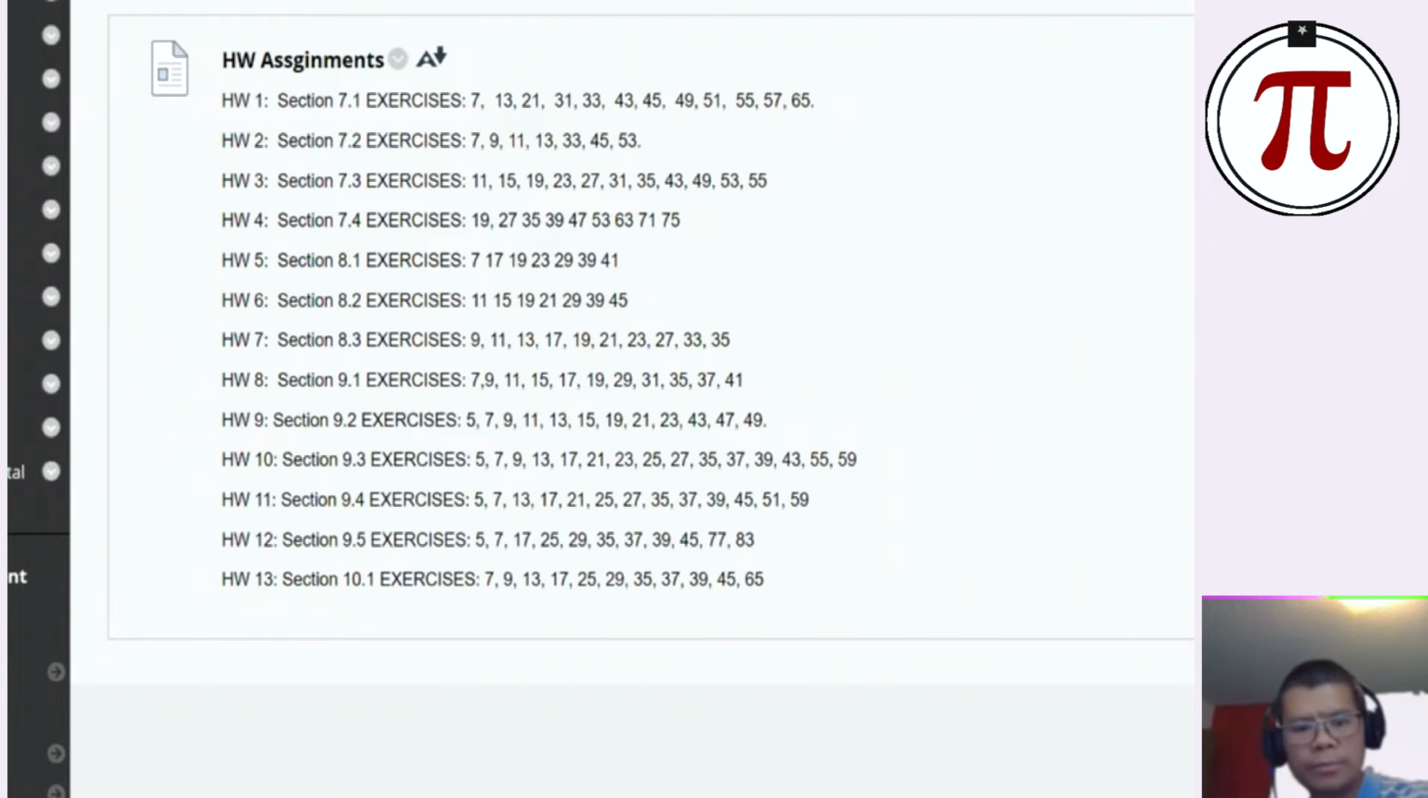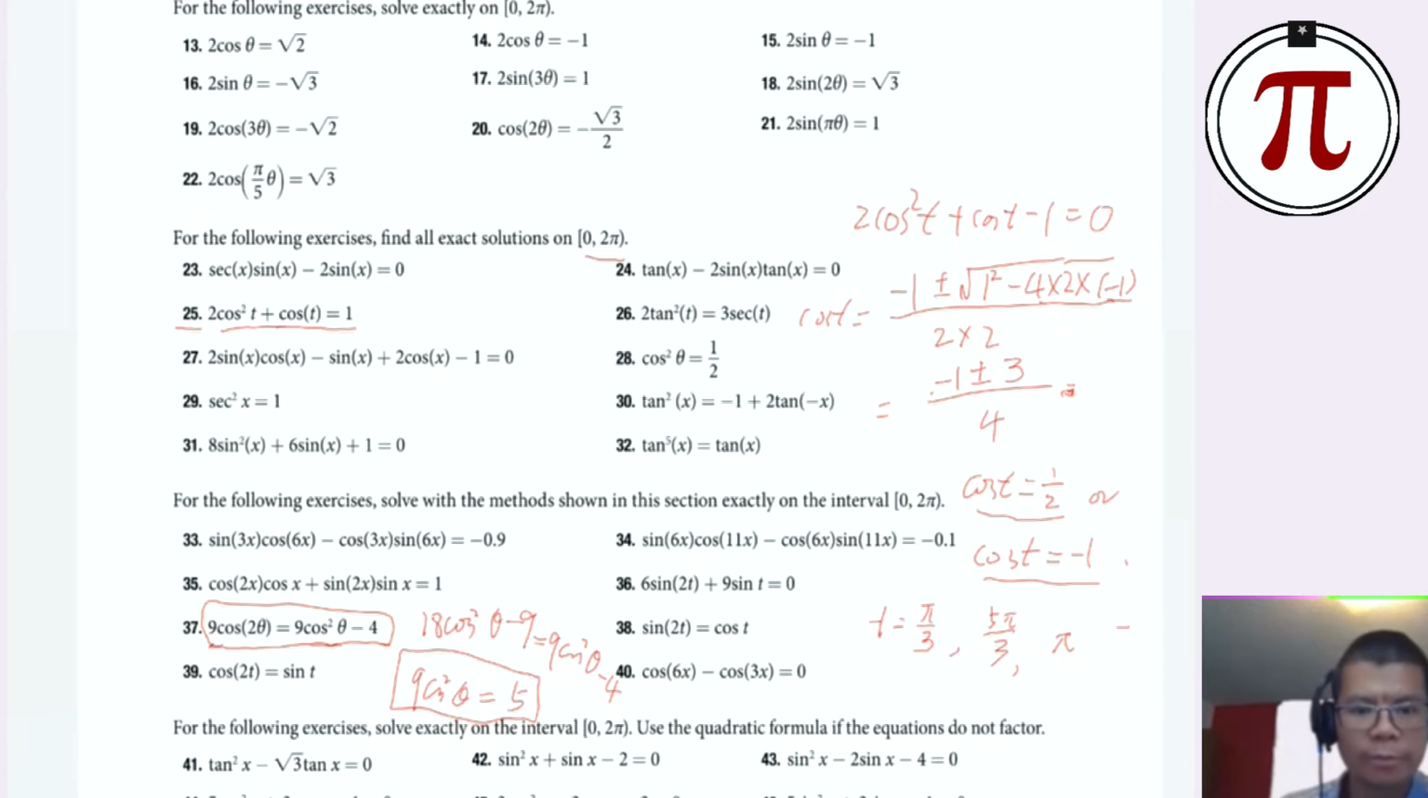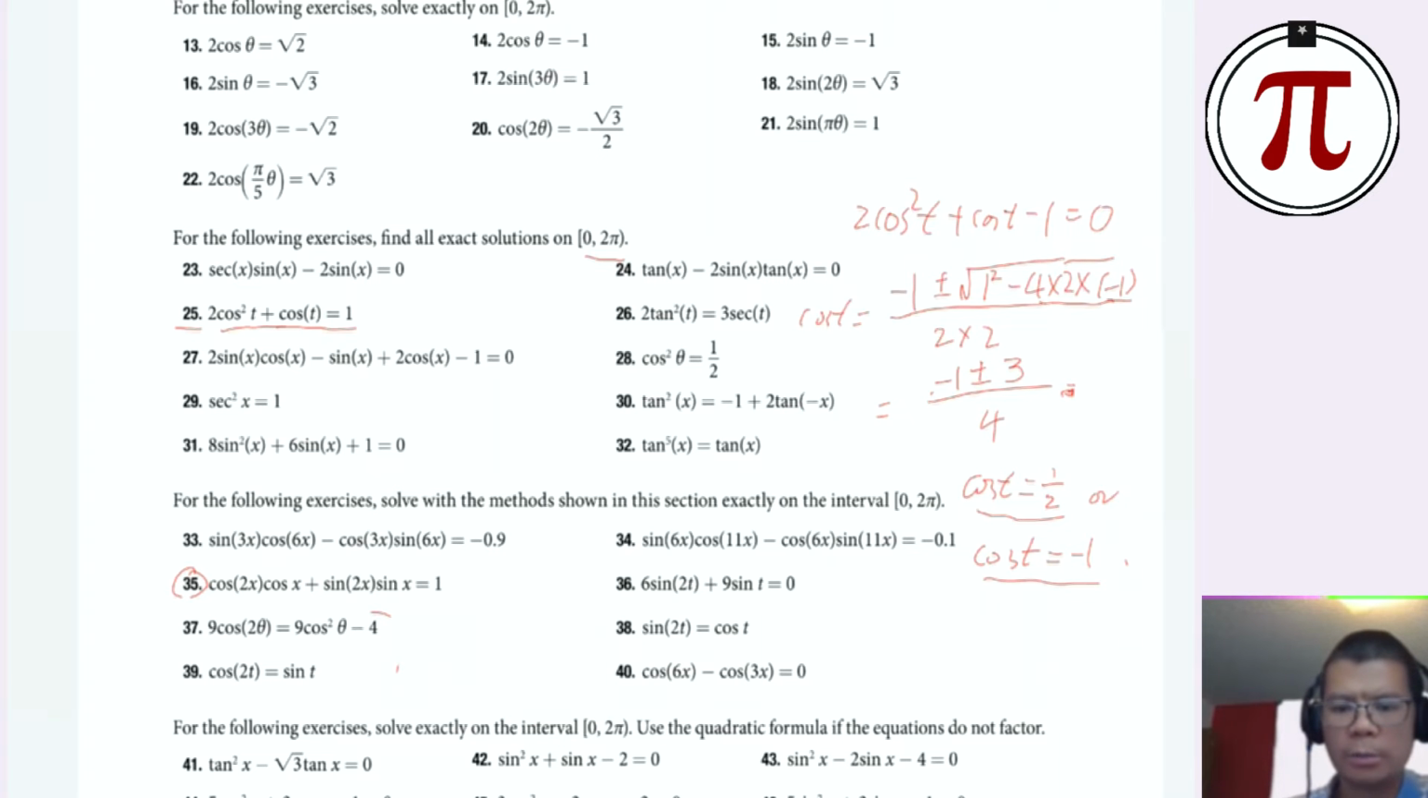Can we do 35? Okay, 35. Here we want to solve this equation over the interval 0 to 2 pi. Let's consider this one. This one is using the sum and difference formulas, I believe.